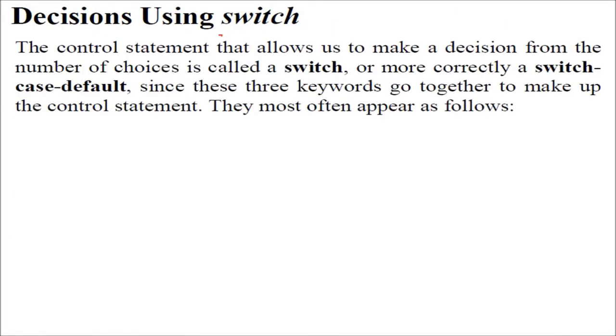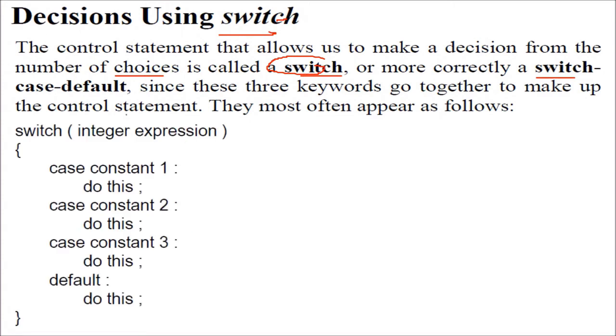So the decision using switch is a control statement. It allows us to make a decision from a number of choices. We have a number of choices which are given inside this switch. We can just call this switch as case, because the choices which are possible in switch are called cases. So we'll call them the switch case construct, or switch case default. All these keywords go together in order to make this switch case control statement. The syntax is like this.